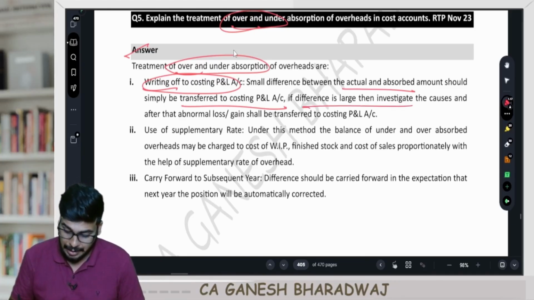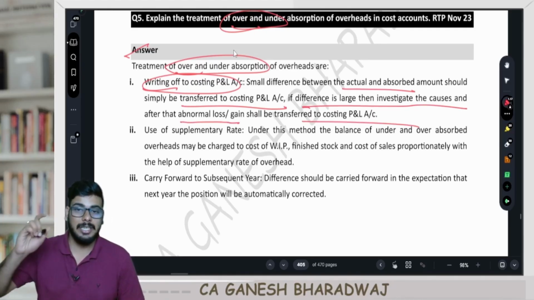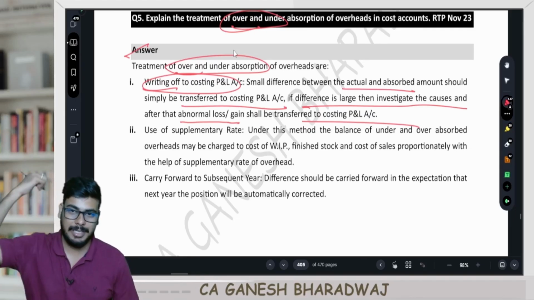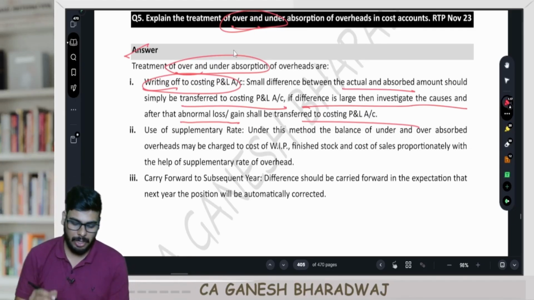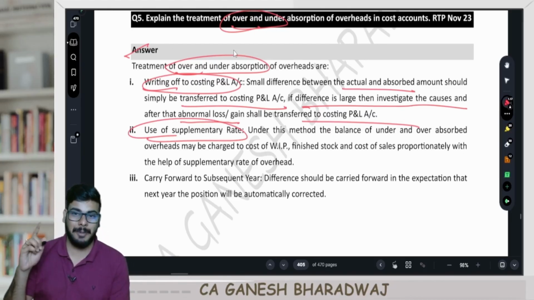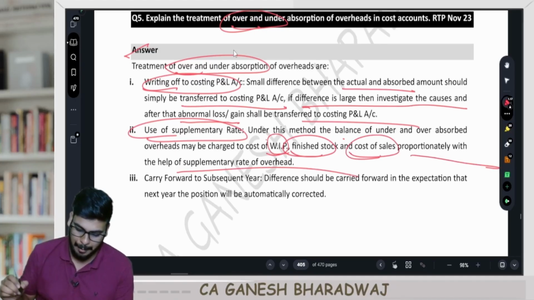If the difference is large, then investigate the causes. After that, the abnormal loss or gain shall be transferred. That is, investigate the reasons to the extent it is attributable to abnormal reasons, inefficiencies and all. You have to take it to your costing P&L. Use of supplementary rate. When will you use it? Only when the under or over absorption is attributable to price level changes, normal reasons. Under this method, the balance of under or over absorption may be charged to the WIP, FG stock and the cost of sales proportionately with the help of supplementary rate.